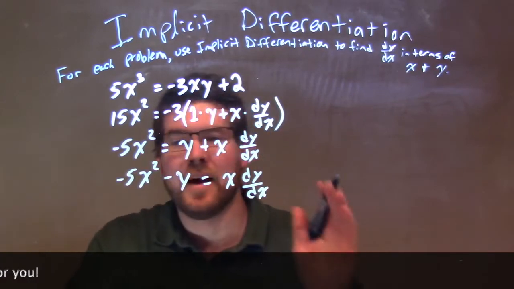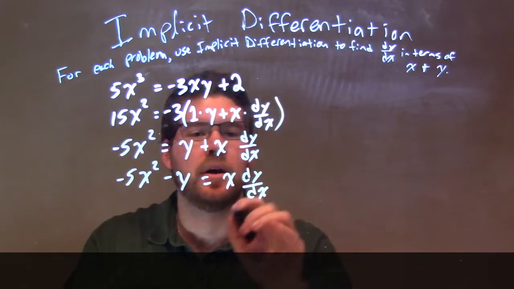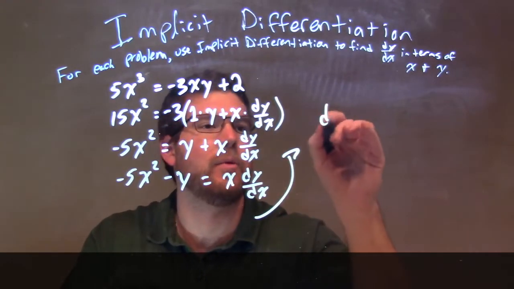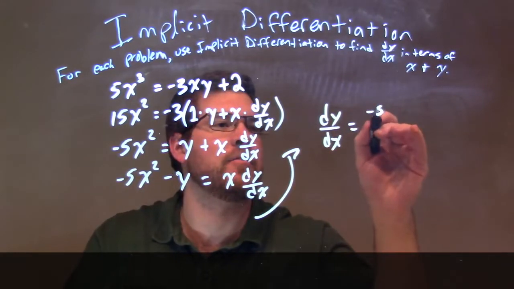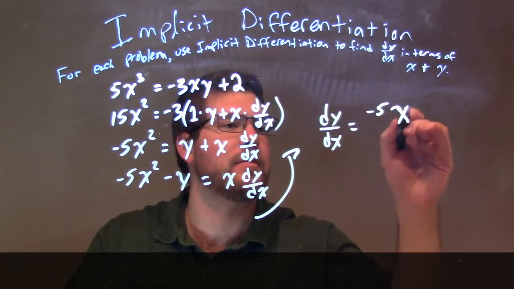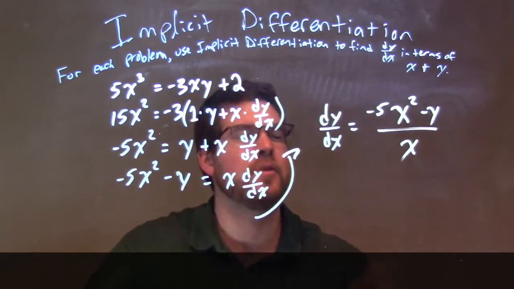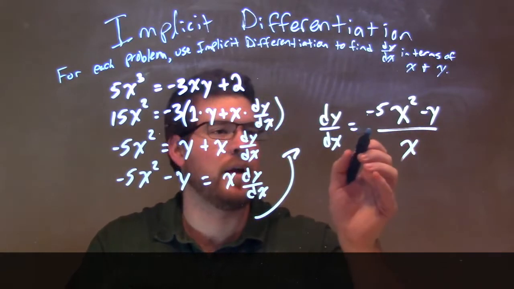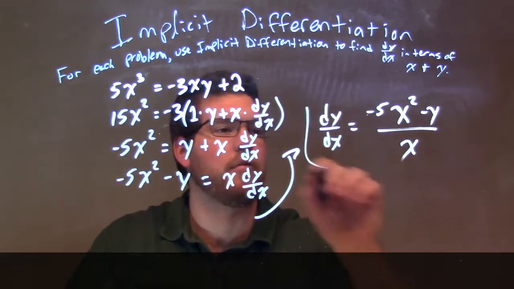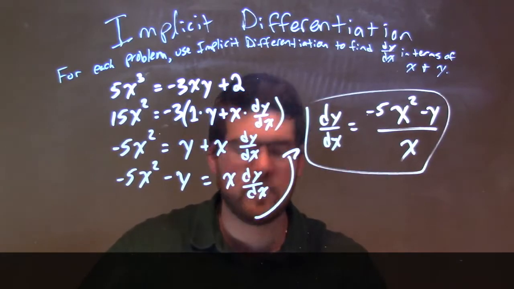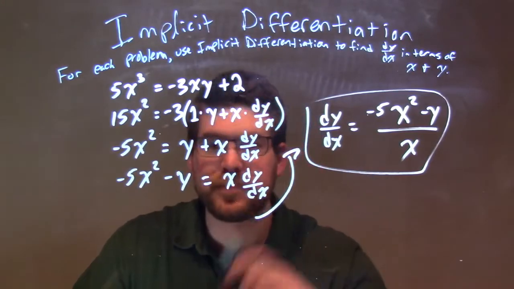Now what I can do is divide both sides by x, giving me dy/dx by itself. So dy/dx by itself is equal to the numerator, which is negative 5x squared minus y, over x. Now, what some people might do is see that there's a negative in both parts. You can pull that up front and make both of these positive. Really up to you, but either way, we have the final answer here. dy/dx is equal to negative 5x squared minus y, over x.